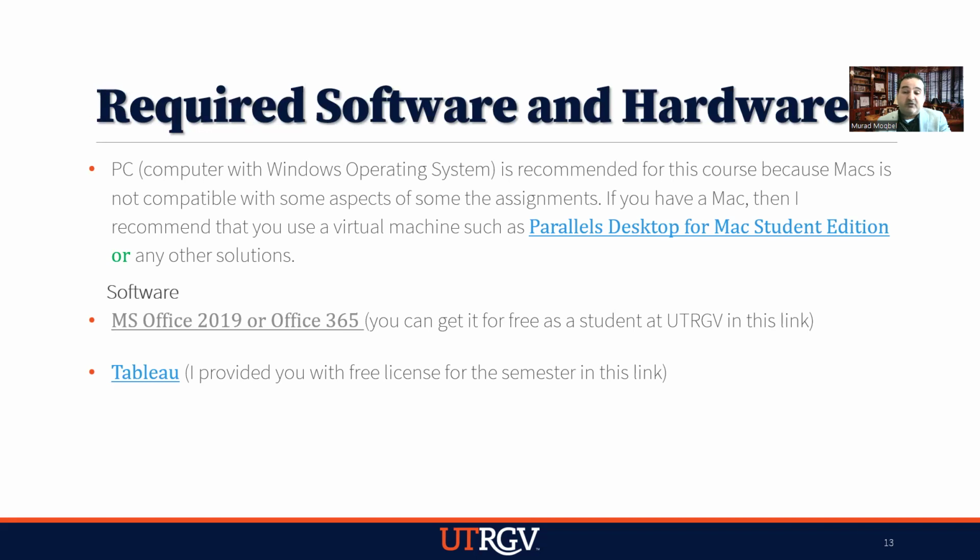So again, in this class, I recommend that you use a personal computer with a Windows operating system, because there are some assignments, especially when we get to Power BI, where you will need a personal computer with Windows, because it's not compatible with Macintosh or Apple computers. One way to mitigate that: if you have a Mac, you can purchase a license for Parallels Desktop for Mac Student Edition. It's a virtual machine where you can install any software that is compatible with the Windows operating system. That way you will not have any problems.